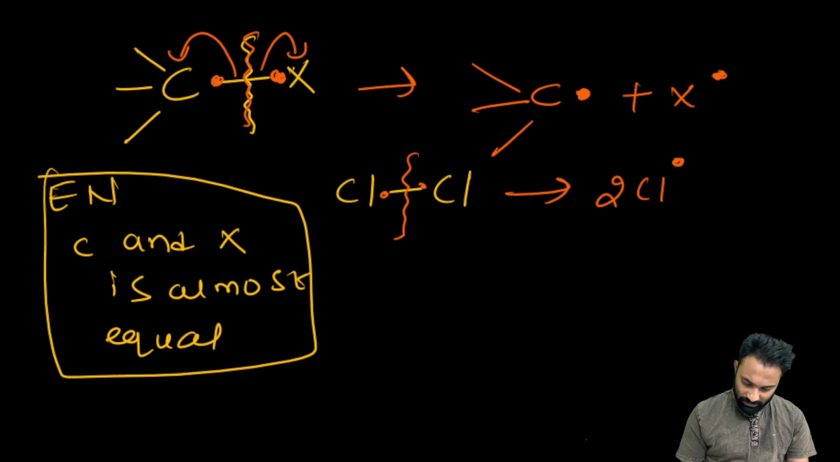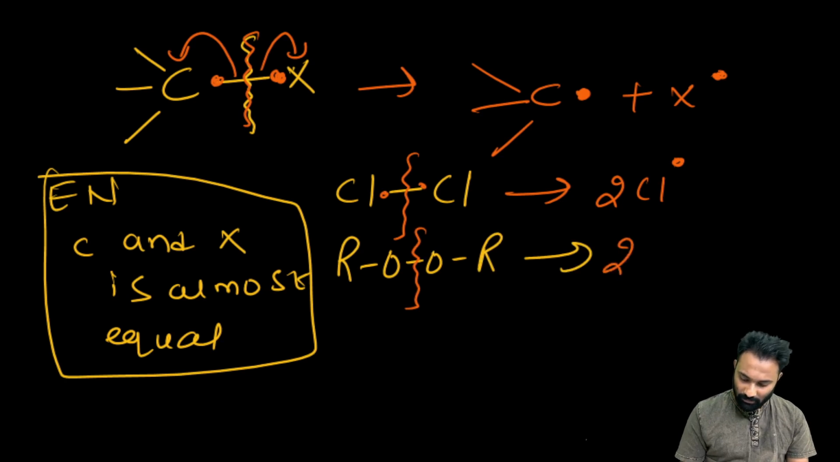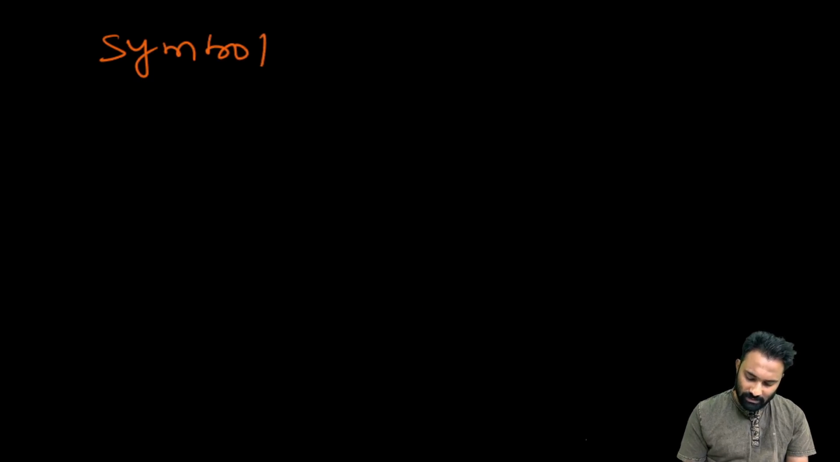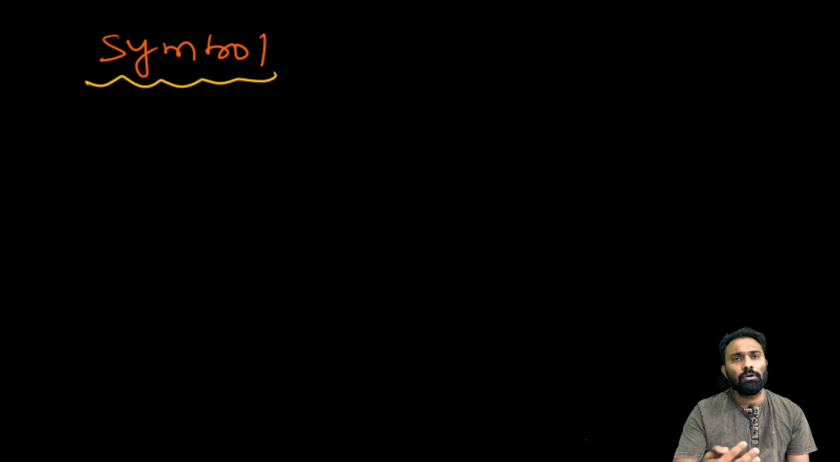Done. Now next, if suppose an organic peroxide is given, and if I break it symmetrically, what will happen? This will become radicals. Clear? Now here you have to remember some symbols. What are the symbols you have to remember? Because these symbols we are going to keep using in our entire organic chemistry.